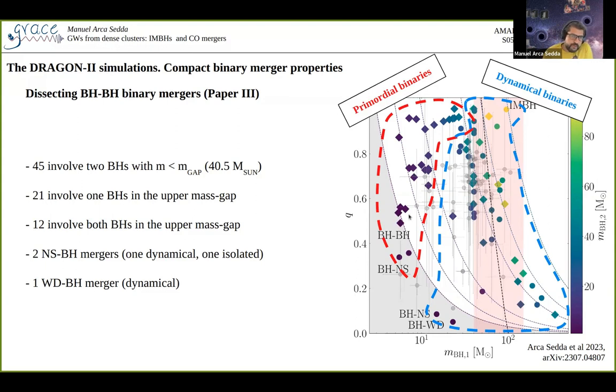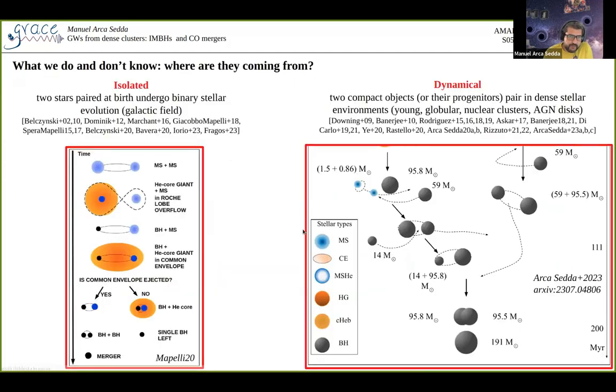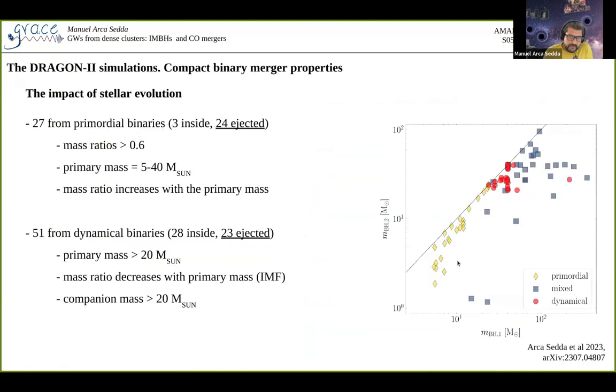The small population here with mass ratios around 0.5, I think, is mostly due to our initial assumptions. I see. Yeah, but there is one interesting thing: there is a population of binaries that is halfway between dynamical and merger, which is this one.